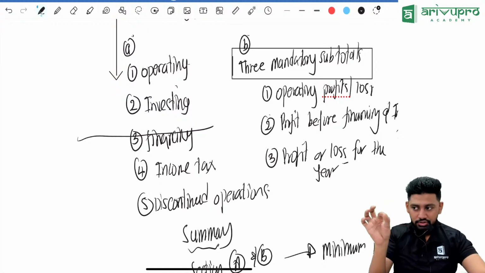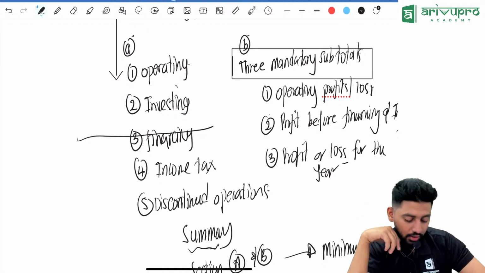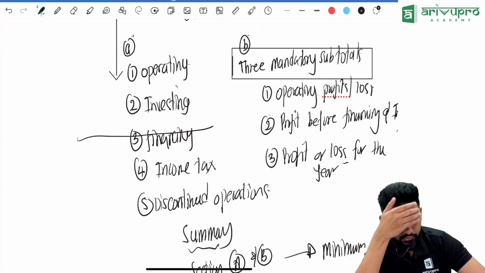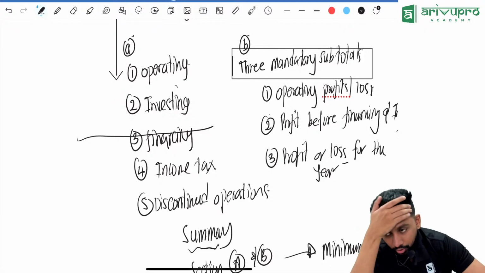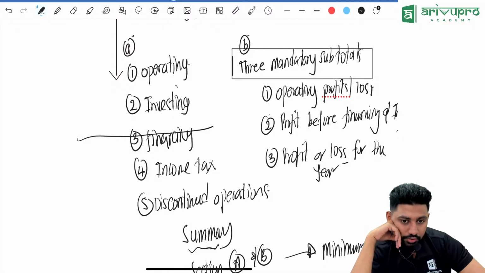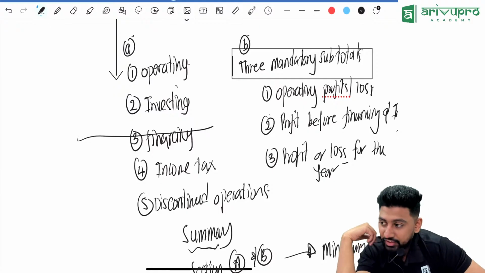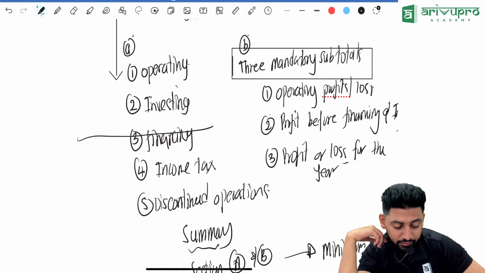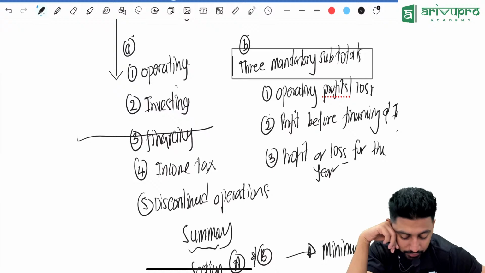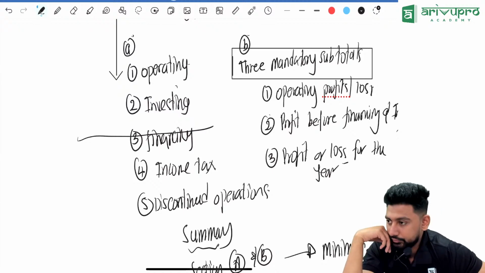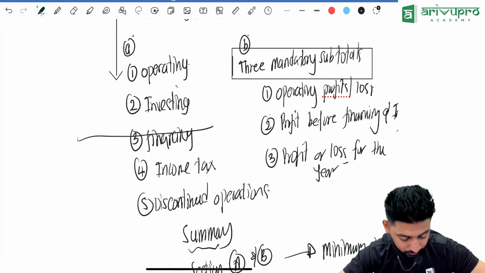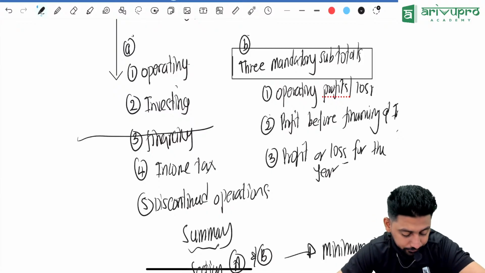But here there is a small catch. Operating profit margin must not be used if investment income is included.